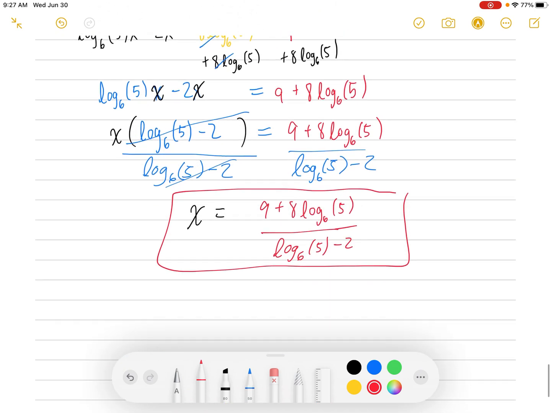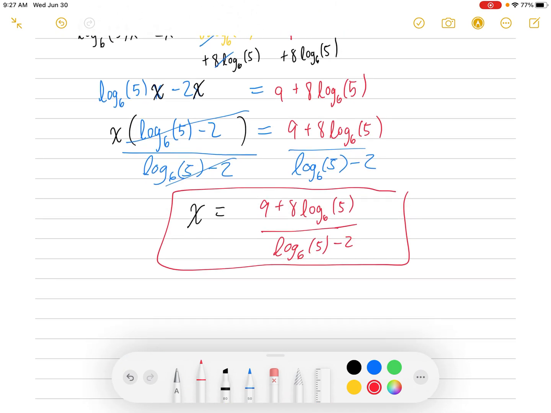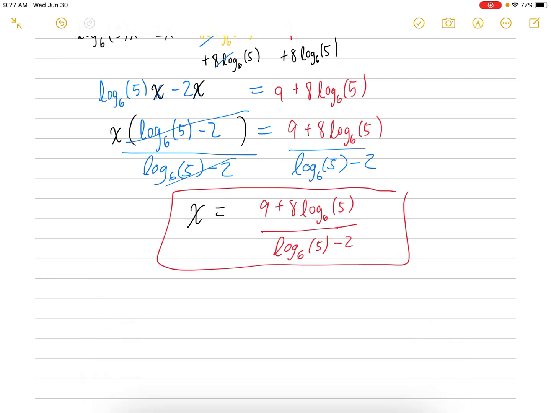That's another way to do it, and it turns out these are the same solutions. They look quite different, right? They do look different.